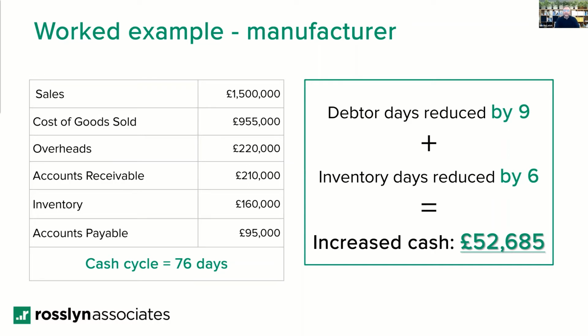If you can reduce your debtor days by 9, and I'll explain what that means, and reduce your inventory days by 6, this business could have £52,000 more in the bank. You might not understand what debtor days are.